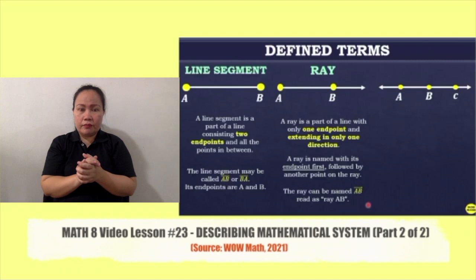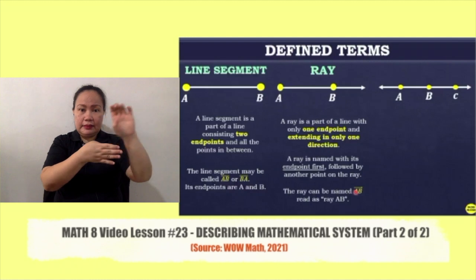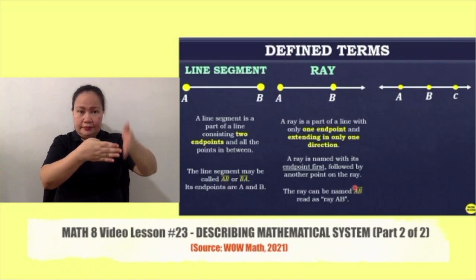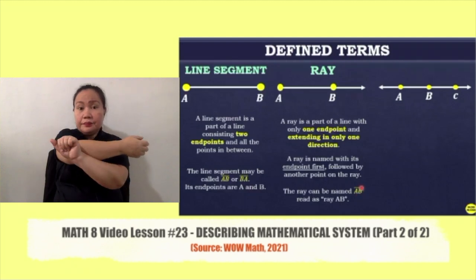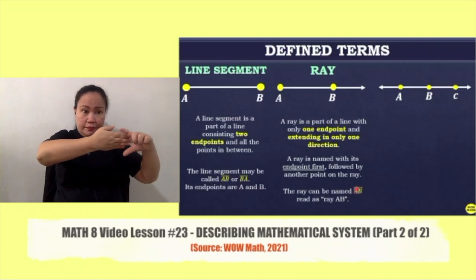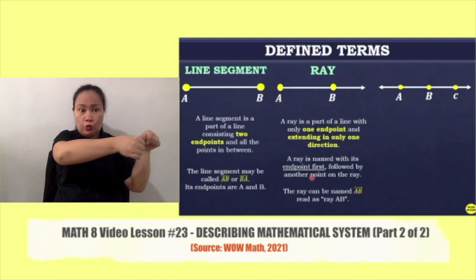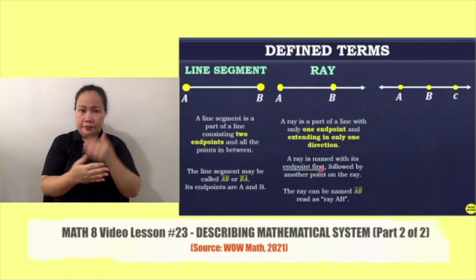Okay, so kung ito po yung ray natin, ito po ay ray AB, ibig sabihin dito pa lang makikita nyo na, alin dito ang endpoint? Yung A. Kasi siya yung nakatapat dun sa endpoint. Ayan, no? Okay? So, alin dito yung nag-extend? Yung point B. Kasi siya yung nasa may arrow. Okay, so kapag ganito, makikita nyo kagad kung ano yung nasa unahan, yun po yung endpoint. Kasi we always write a ray with its endpoint first.